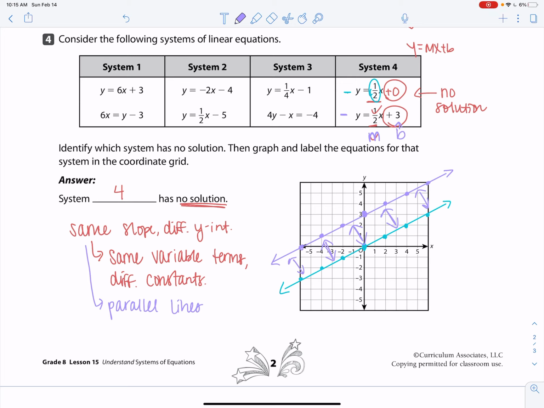So we've done everything that was asked of us. We identified which system had no solution. We graphed that system, which further gave us proof that we were correct that it is no solution, because parallel lines have the same slope and different y-intercepts, so they will never intersect. And that was it for lesson 15, which was understanding systems of equations. All right, thank you.